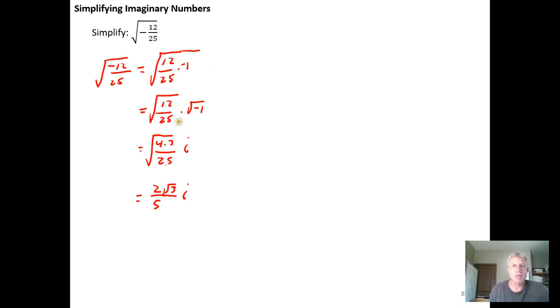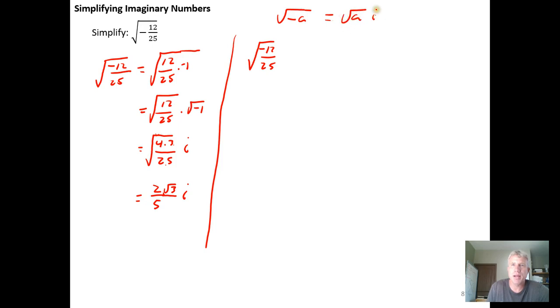The other thing that we could have done here, so we could have done this a little bit differently. Let's do this a slightly different way than we did it here. Should still get the same thing. So let's say I start with the square root of negative 12 over 25. We could do the same thing that we did in the previous slide, where we recognize that if we have the opposite or negation of a in here, that this is going to turn into the square root of a times i.